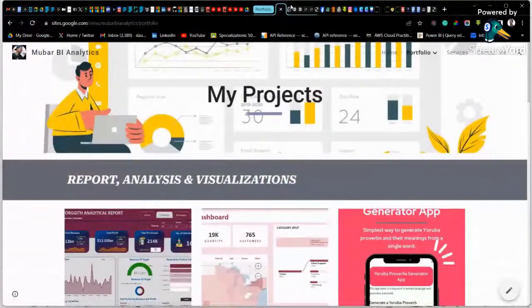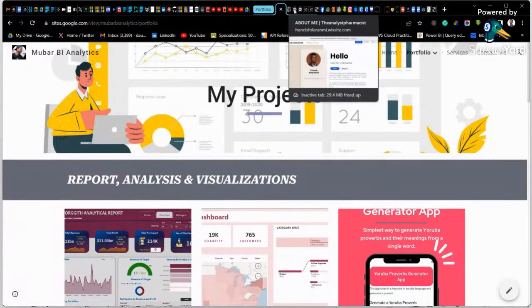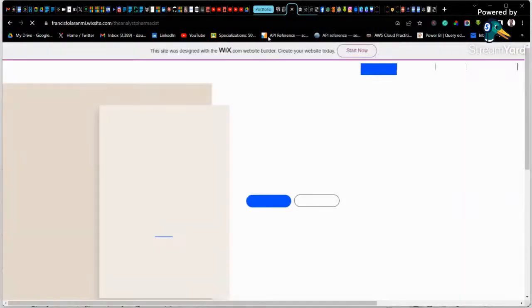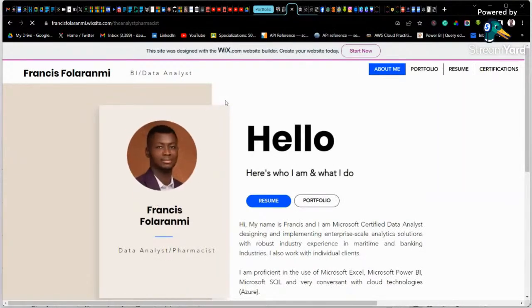And those two portfolios that I showed you are built on what? On Google Sites. The next one here is built on Wix. All this you can look into. This is a Wix website. Wix is a free website builder, so it doesn't cost you anything. But if you want to use advanced features in your own portfolio, you will need to pay for them.